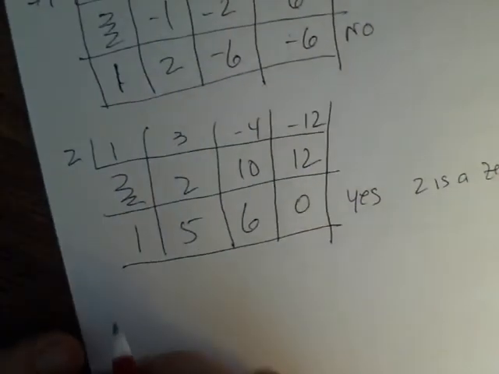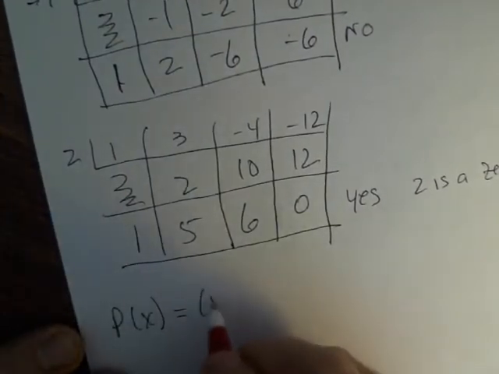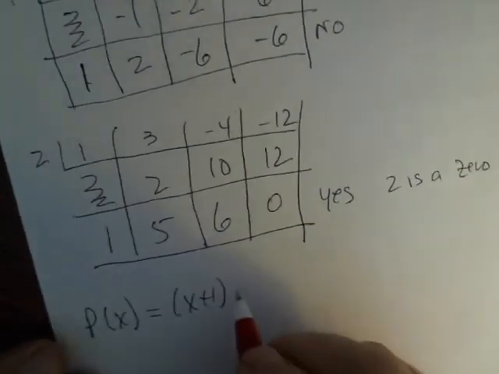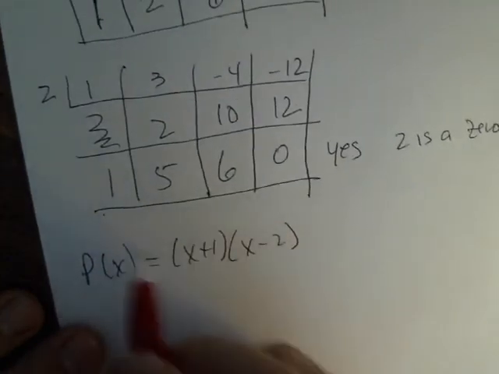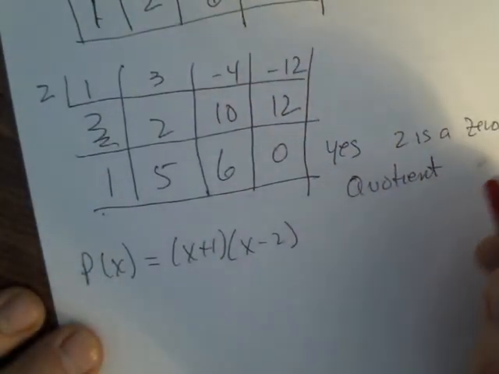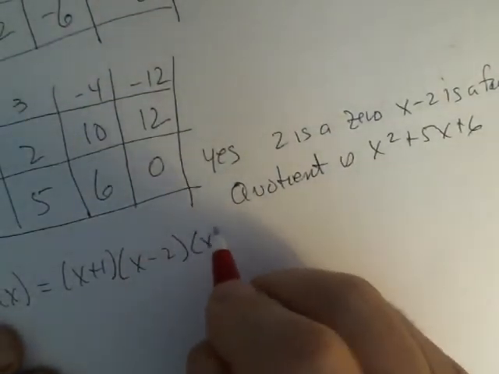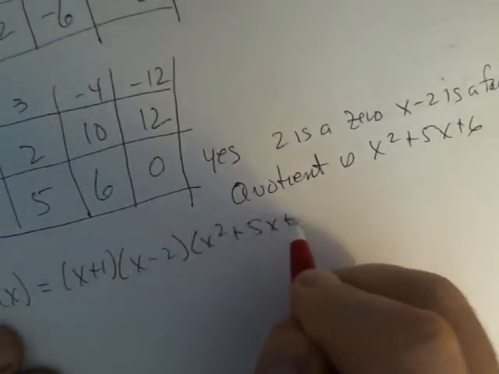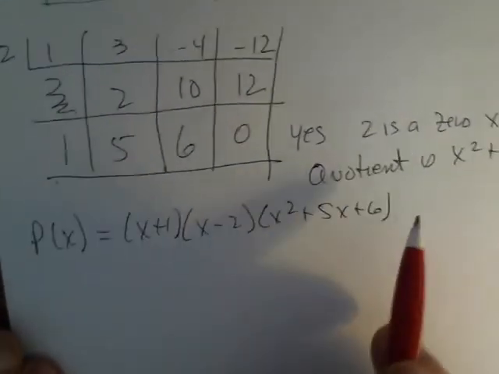So now what I am left with, P of X is X plus 1 now times X minus 2. My quotient after this round of synthetic division is X squared plus 5X plus 6. So that goes here. Okay. Now I'm down to my quadratic equation.